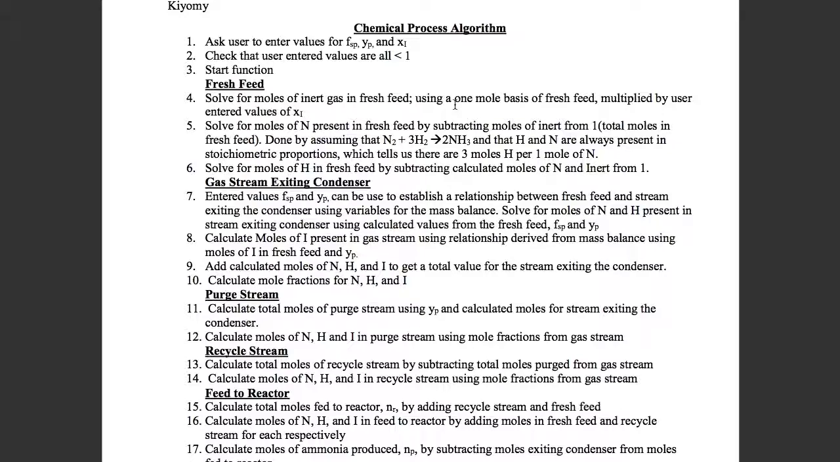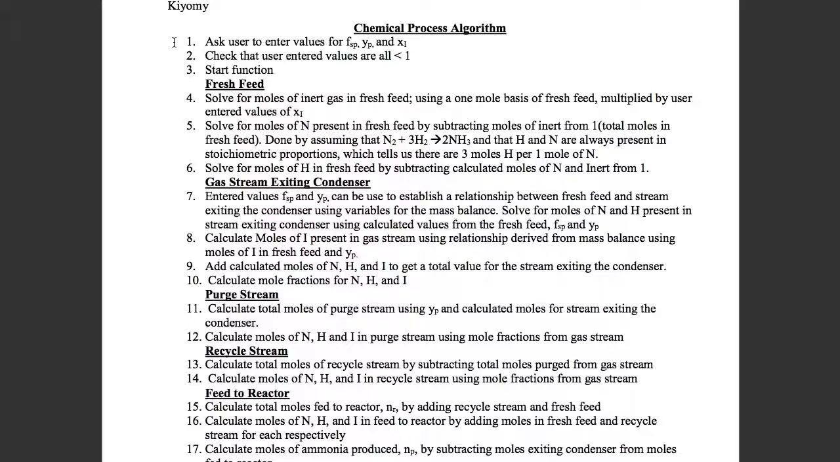First, we're going to ask the user to enter our values of FSP, YP, and XI. Again, FSP is our fractional conversion of the reactor, XI is our mole fraction of the inert gas in the fresh feed, and YP is the mole fraction purged. After this, our program is to check that the values entered are all less than 1. We're going to run our function.